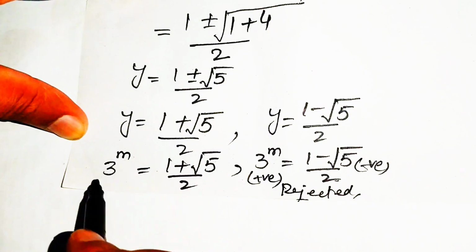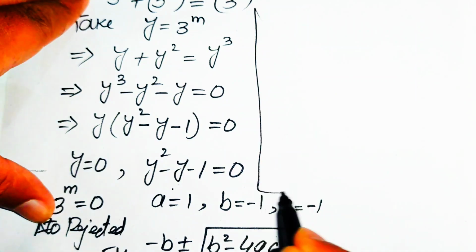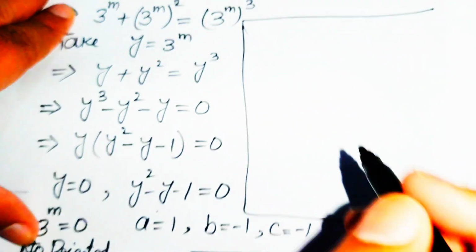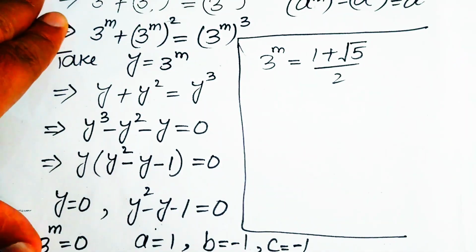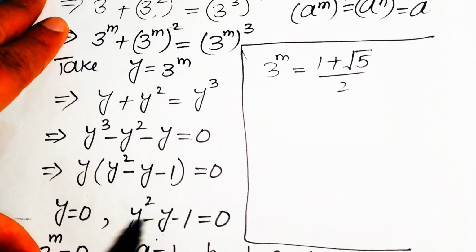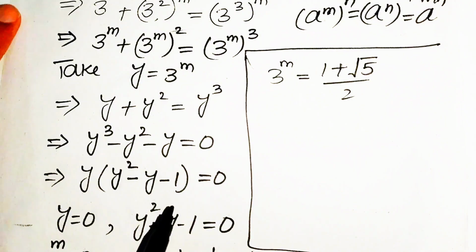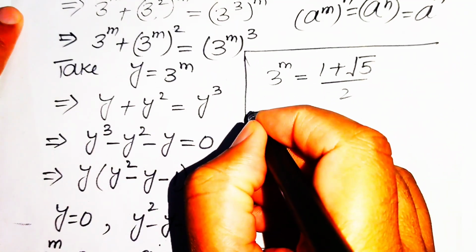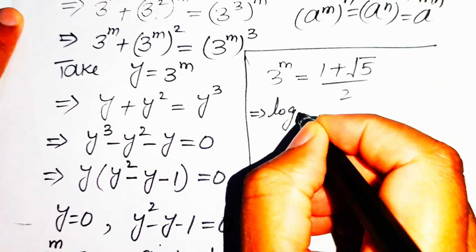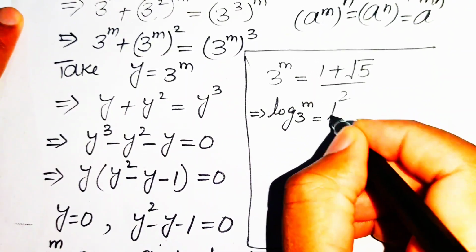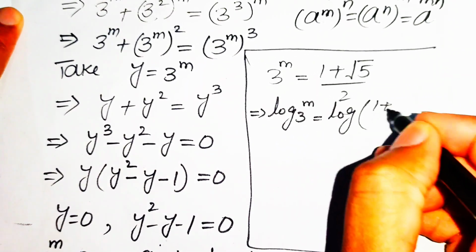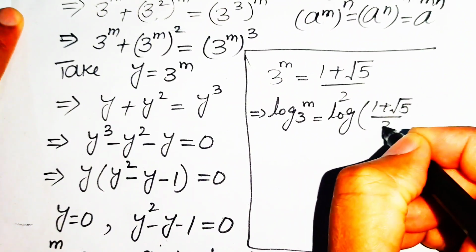And now we just proceed with this case only, and we copy down this statement here. It is 3 to the power of m equals 1 plus square root of 5 over 2. So in order to find the value of m, here we need to take the log on both sides. So first we take log on both sides, and it will be written as log of 3 to the power of m equals log of 1 plus square root of 5 over 2.